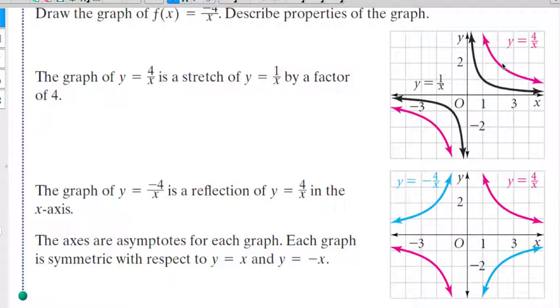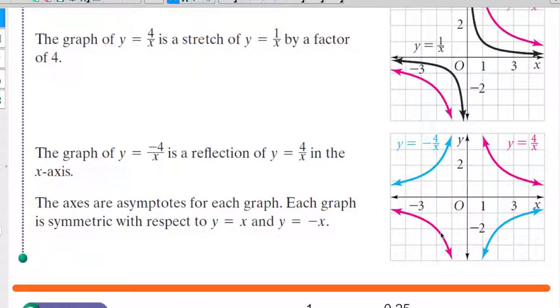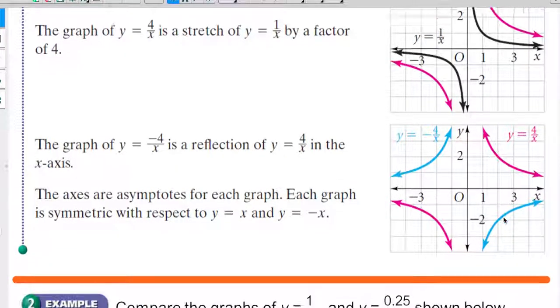So as it gets bigger, it moves further away. As it gets larger or smaller, it gets closer and closer. If you happen to have a negative in the numerator, it is going to reflect it across the x-axis. Typically, your reciprocal function is in the first and third quadrants, but if you have a negative a value, you reflect that and you have graphs, the branches in the second and fourth quadrants.